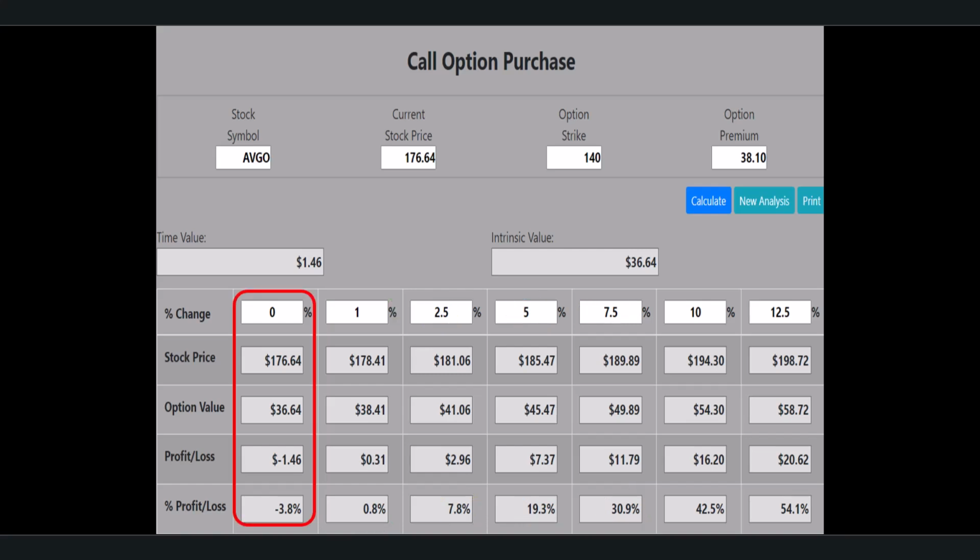And notice that if the AVGO stock price does not make the expected move up and remains flat at expiration, the 140 call would lose 3.8% or minus $146 compared to the minus 94% or minus $996 loss for the 176 strike call that we looked at earlier.